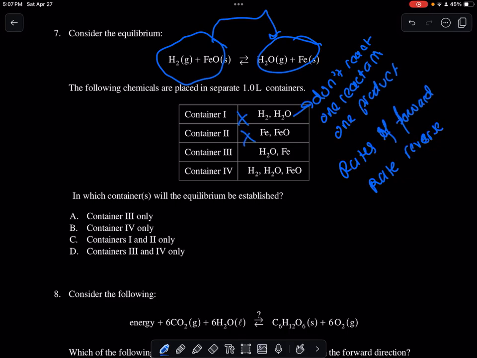Let's look at container 3. This can happen because if we put the H2O and the iron, then we will get the reverse reaction occurring, and then eventually when the reverse reactions occur long enough, the forward reaction will kick into place, so they establish equilibrium. Then in this one, H2, H2O, and FeO. So in this case, we have a potential for equilibrium as well. So containers 3 and 4.